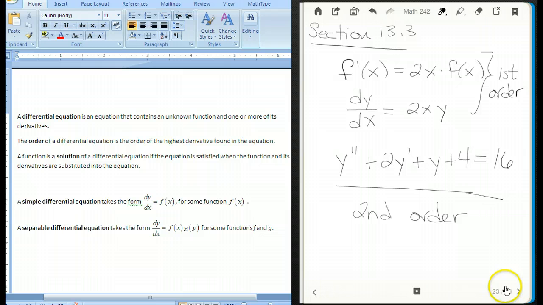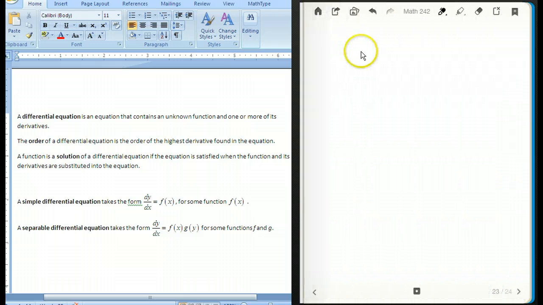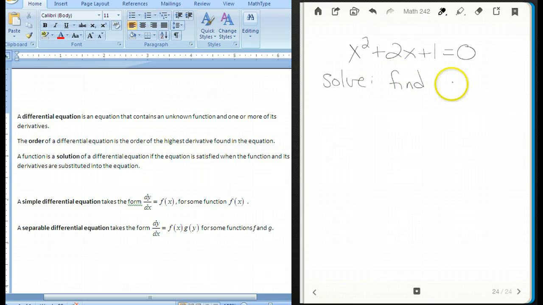Now, these are equations just like we've worked with before, something like x squared plus 2x plus 1 equals 0. We've been able to solve an equation like this before. Remember what it means to solve an equation like this: it means to find an x that satisfies it. That means find an x that you can plug in here and it'll make a true statement.